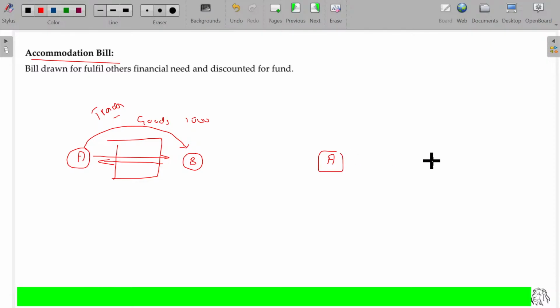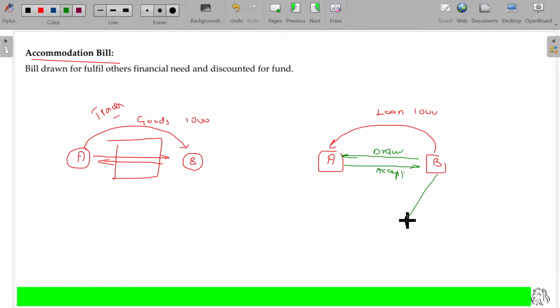But now, B approaches A for a loan. Sir, I am in need of 1,000 rupees, an emergency. A says, I don't have cash. I too have no cash. Then I will do one different thing. You can draw a bill on me. Draw a bill, and I accept this bill and send this bill to you.